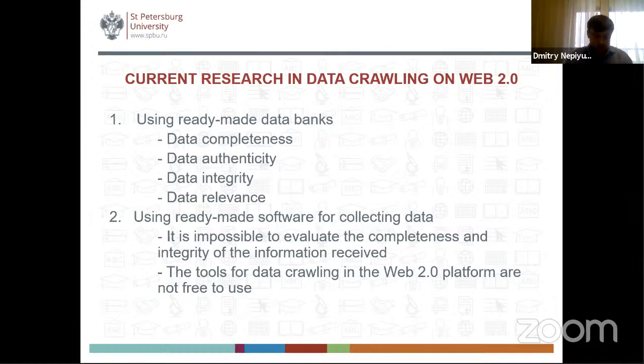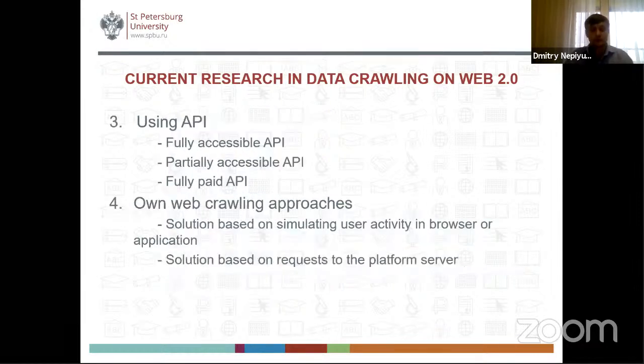When using an approach based on ready-made software, it's impossible to evaluate the completeness and integrity of the information received. The tools for data crawling on Web 2.0 platforms are not free to use either. When we use data crawling based on API, we have some problems.